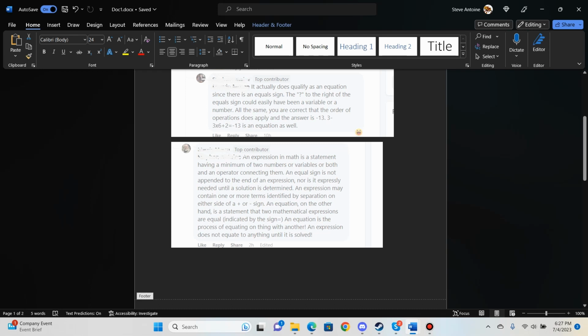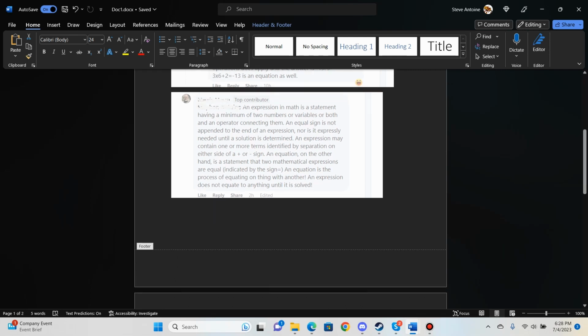Well, yeah, if you have an expression that says x plus 2, okay, well, I can't really solve that because I don't know what x is. If you tell me that x equals 5, then 5 plus 2 equals 7. Oh, 5 plus 2 equals 7 is an equation. x plus 2 equals 7 is an equation. You have an equal sign. So he's telling me all the right things, but yet he's not connecting the dots.